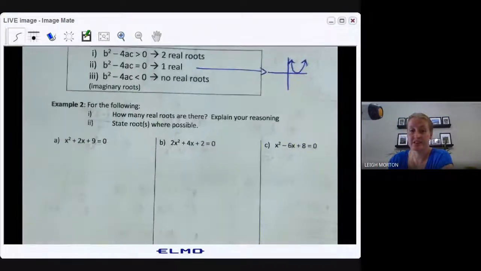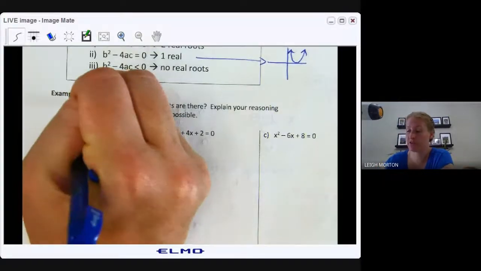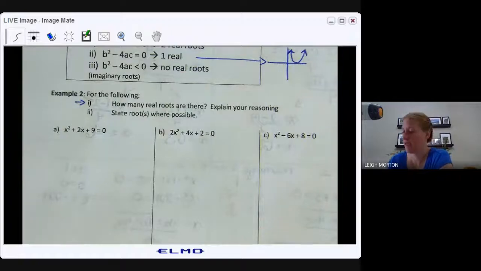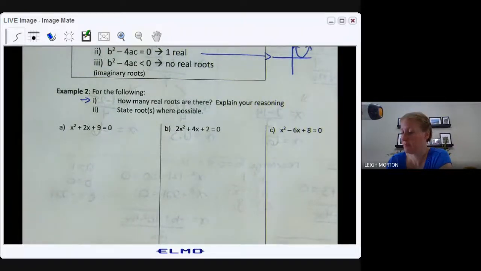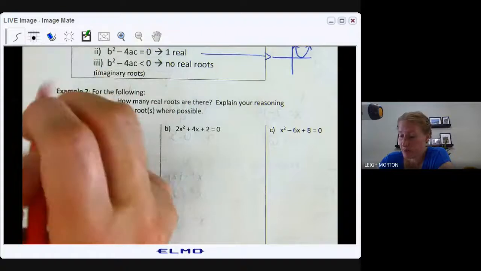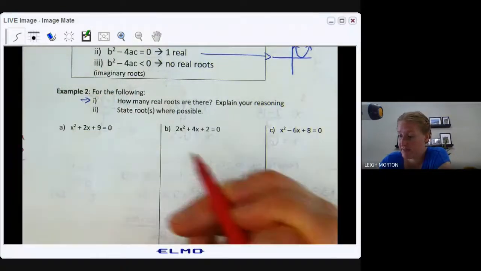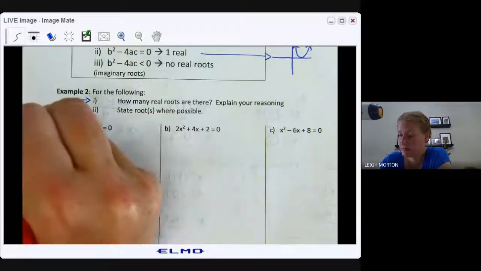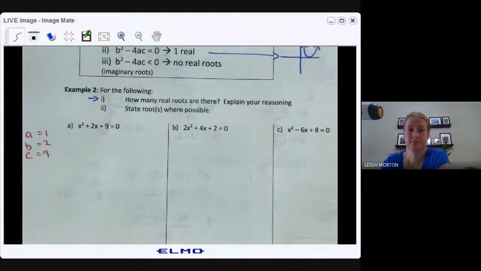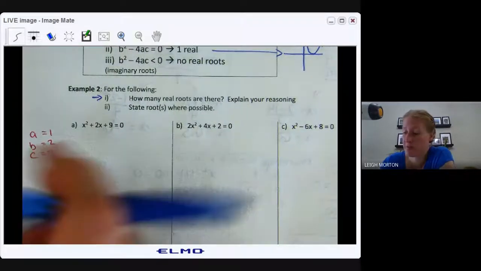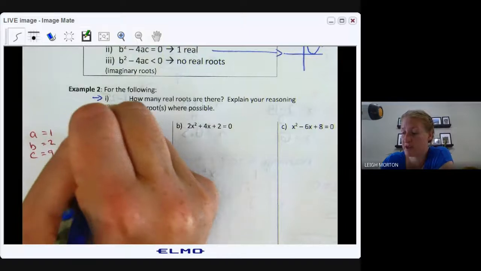So for each of these, I want you to just do the first step first. Step 1 only. For each one, we're going to identify our A, our B, and our C values. And we're going to solve for the discriminant, which is just b squared minus 4ac.